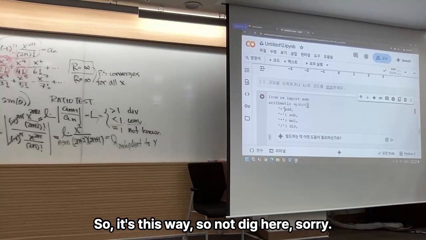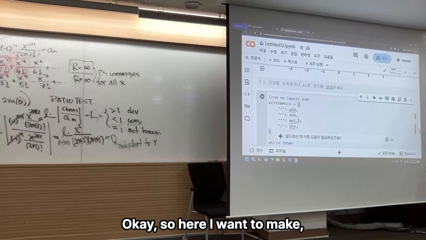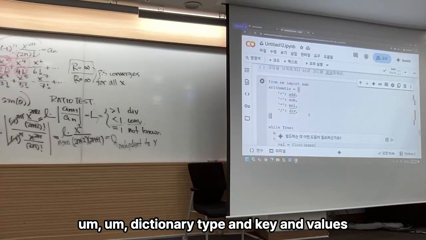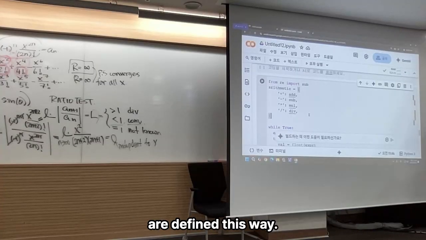Oh, sorry. So it's this way. So not dick here. Sorry. Okay. So here I want to make dictionary type, and key and values are defined this way.